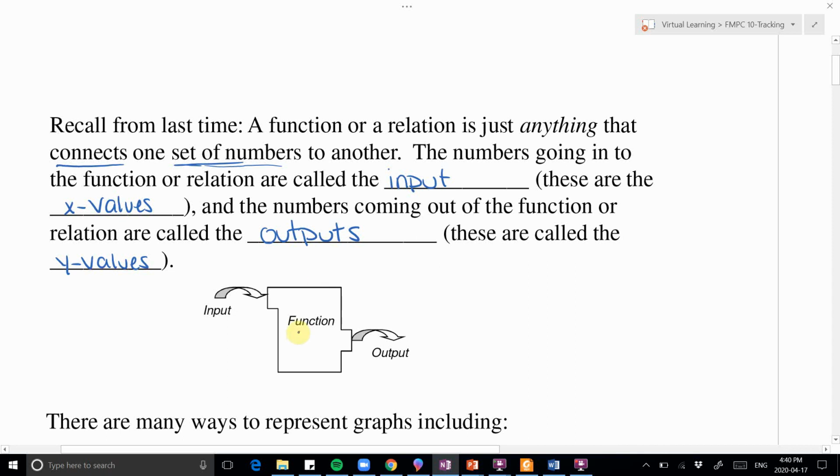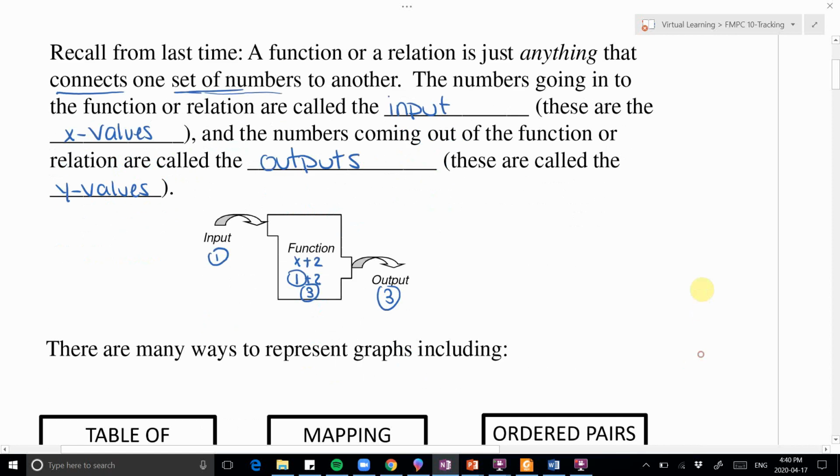So for example, if we've been just looking at this function x plus 2, the input is what we put in, right? So let's say that we were dealing with an input of 1. When we put that 1 in for x, we get the number 3, right? 1 plus 2 is 3. That is our output. Right, so our function is the relationship between x and y.